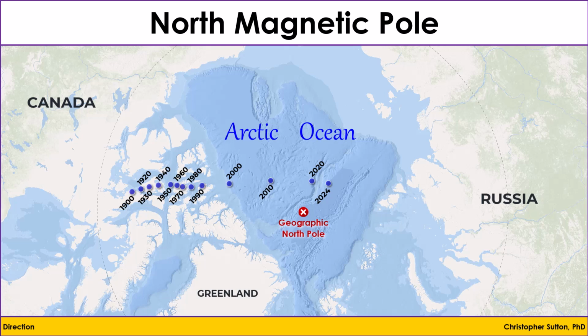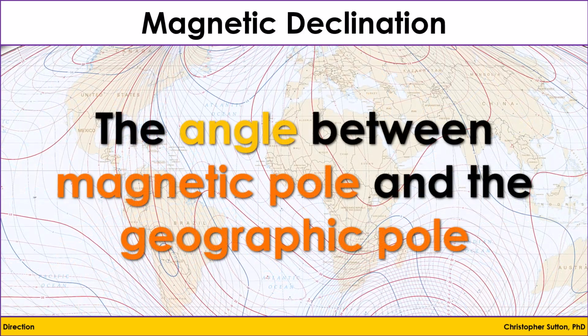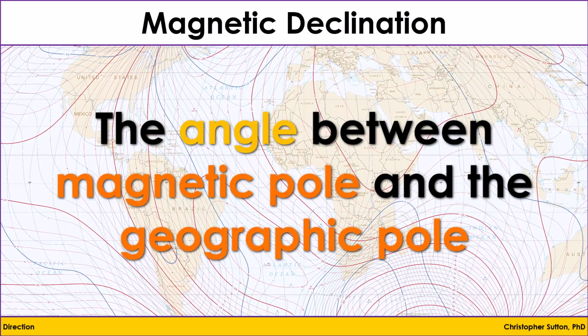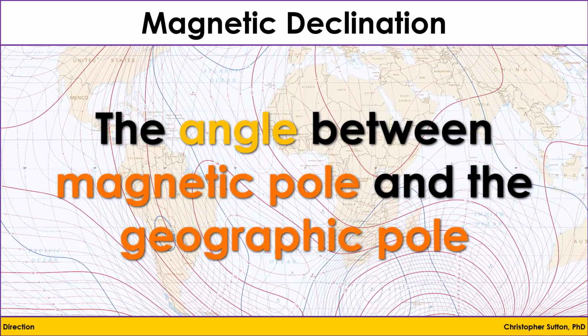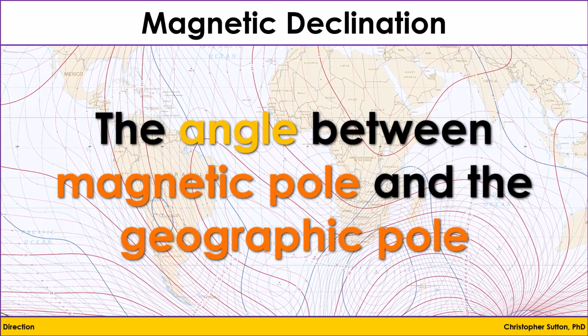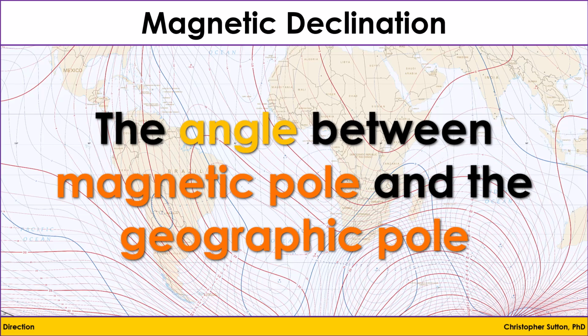A term related to geographic and magnetic direction is magnetic declination. This is the angle between the magnetic pole and the geographic pole, and it varies depending on the location from which you are measuring. Magnetic declination is important to know when using a magnetic compass.